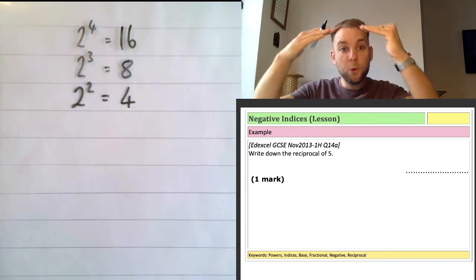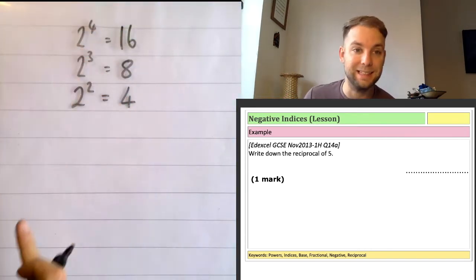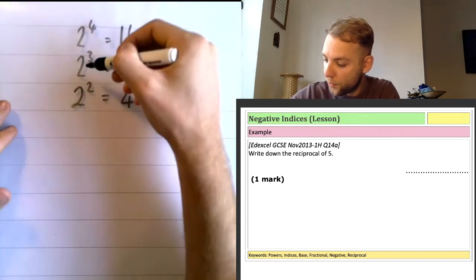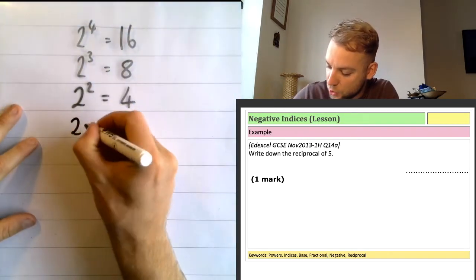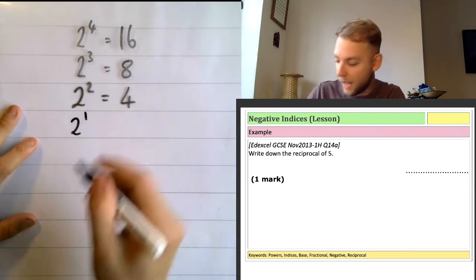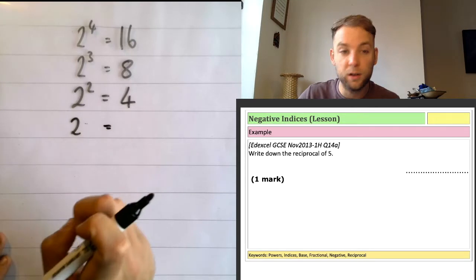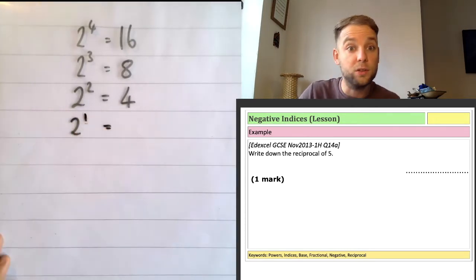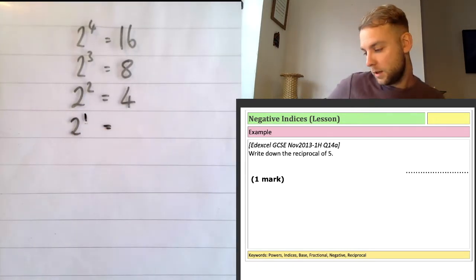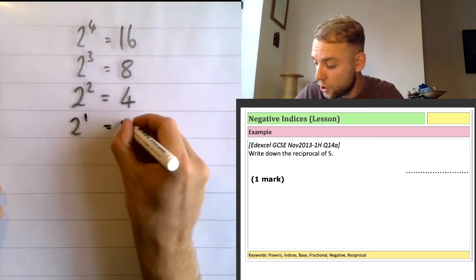And what we're going to do is move our way down to make these indices negative. So here I've got 4, 3, 2, so the next one is going to be 2 to the 1. We know that 2 to the 1, we don't have to write that 1, it could have just been written as 2 if we wanted to. We saw that last time in the Laws of Indices video. So 2 to the 1 we know is just 2.